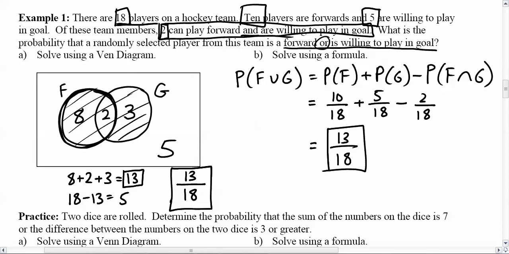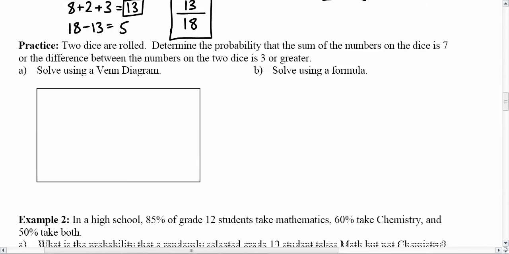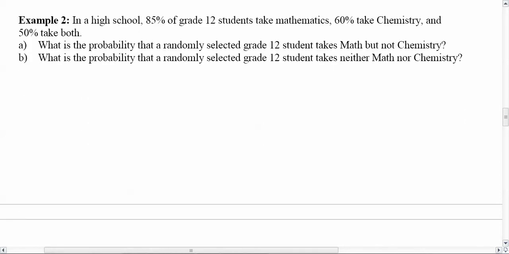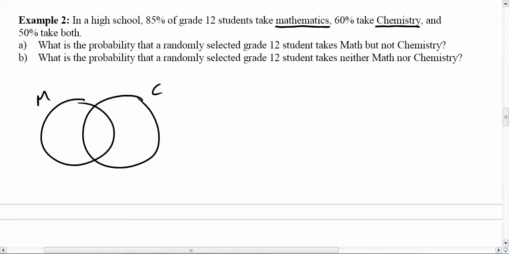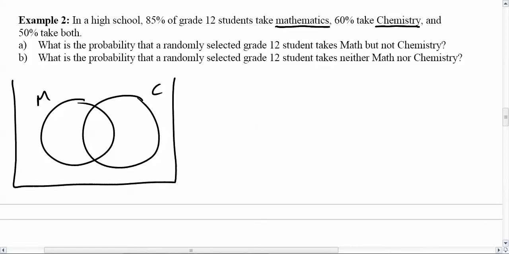And example 2 is also very typical of the sort of problem you might see even on an IB exam question. And whenever you see these percentages, it's really nice to do with a Venn diagram, especially when there's only 2 possibilities. In this case, you can be either taking mathematics or chemistry. So we can make a math circle and a chemistry circle. Again, you want to fill in that intersection first. If you know how many take both, that can go into the Venn diagram first.